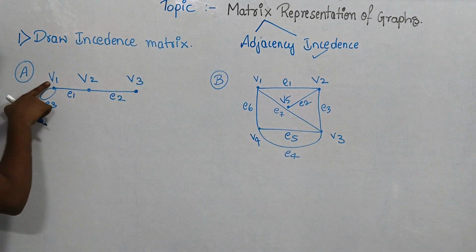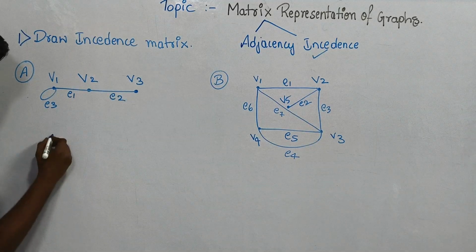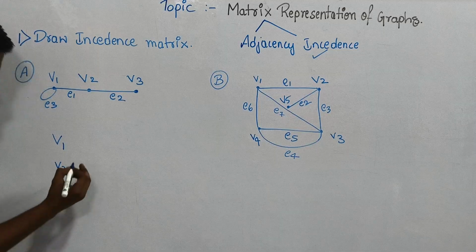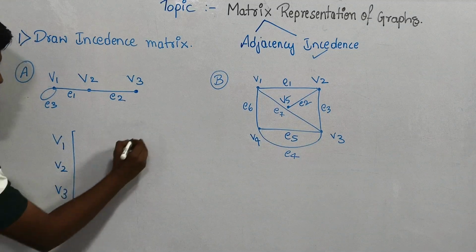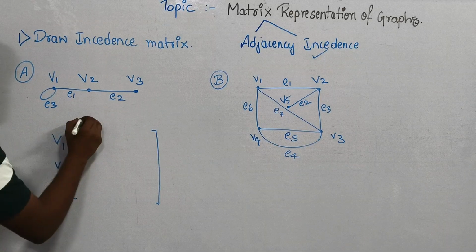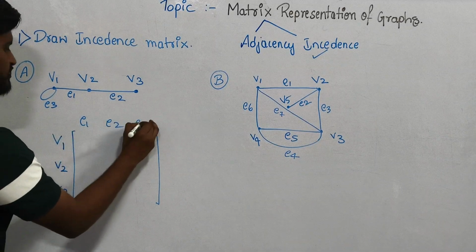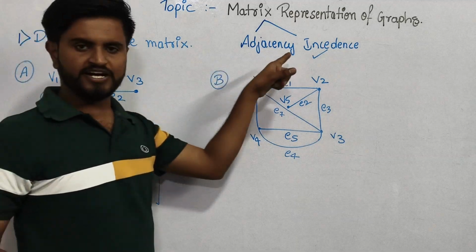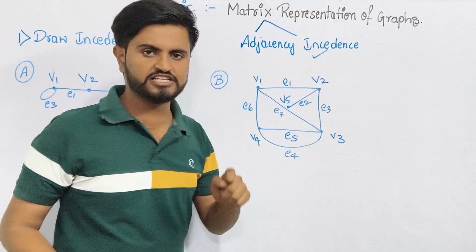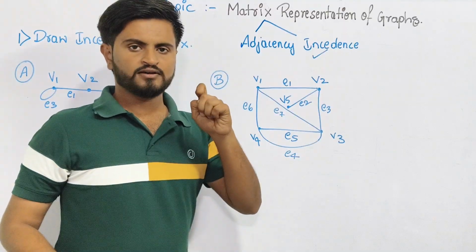So what are my vertices? In the first problem, V1, V2 and V3, so I will write it this way: V1, V2 and V3. Next, what are my edges? The edges are E1, E2 and E3. In the adjacency matrix we were just using the vertices, but in the incidence matrix we will be using the edges also.